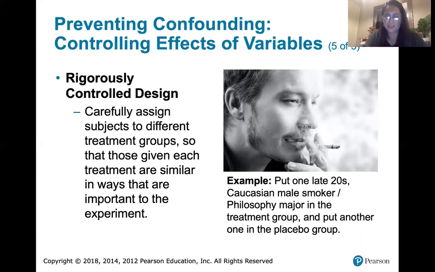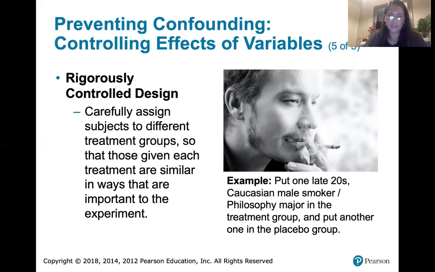Well, the fact that he is in his late 20s, Caucasian, male, a smoker and a philosophy major might affect his response to some treatment. If you've got all of those qualities in him, you might want someone with very similar or identical qualities in the placebo group. So if you've got two late 20s Caucasian male smokers that are philosophy majors, you put one in the treatment group and one in the placebo group. And this is a rigorously controlled design, which is actually very difficult to pull off.